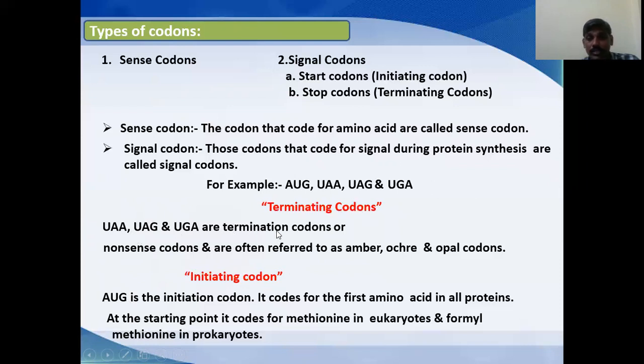They are always at the 3' end of the mRNA molecule. These nonsense codons are often referred to by three names: amber, ochre, and opal. So UAA is called ochre, UAG is called amber, and UGA is called opal. These are the terminating codons which never recognize any amino acid.